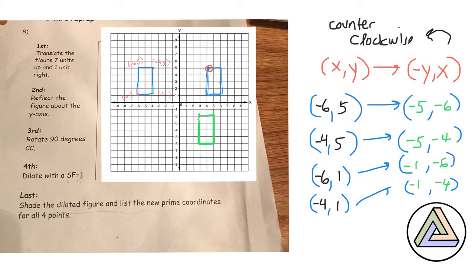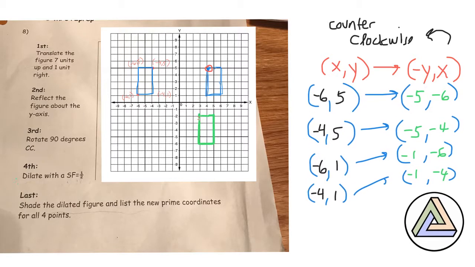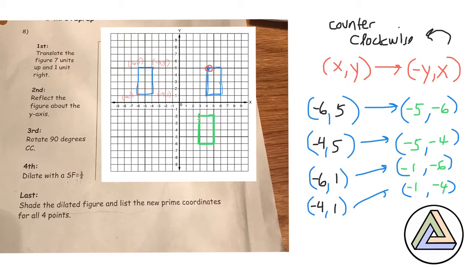So, counterclockwise rotation: you take the x, put it over here, and you change the sign of y and put it over here. That's literally what we did with each of these. 5 became negative 5, negative 6 stayed itself, but went over here. This 5 became negative 5, negative 4 stayed itself, but went over here, and so on. That's the rule for counterclockwise rotations, and these are our new points. These are our new points that we're going to use to plot the next rectangle.